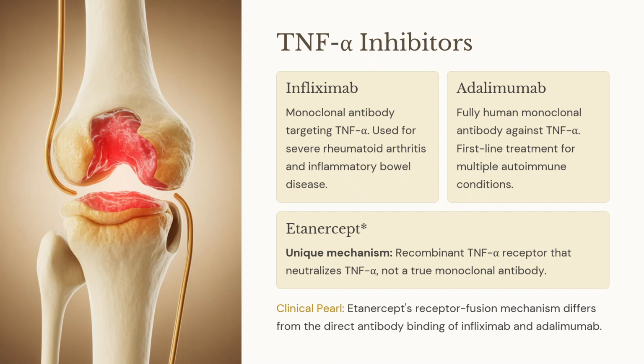What does the etanercept do? Etanercept has a unique mechanism. It is by itself a recombinant TNF alpha receptor that will mop up or neutralize the TNF alpha in the bloodstream. It is not a monoclonal antibody, but it has a different mechanism but the same effect.